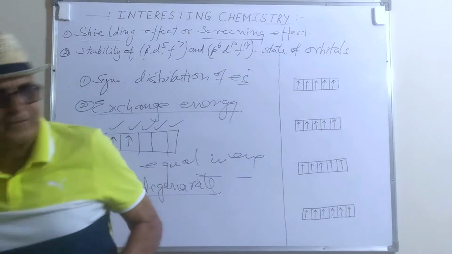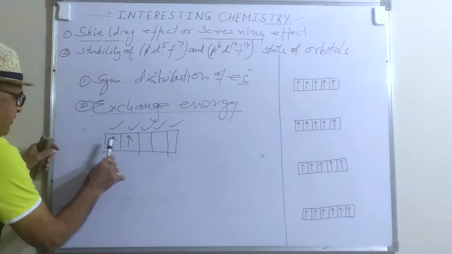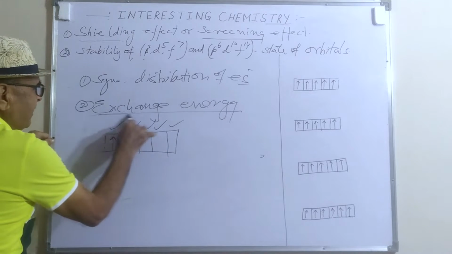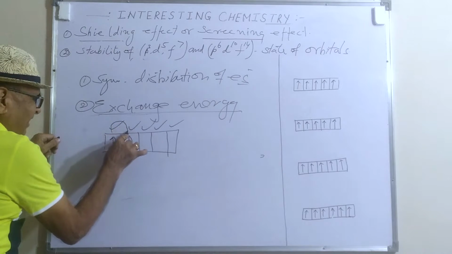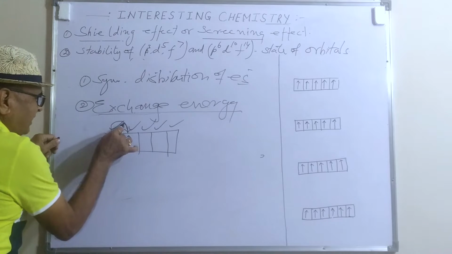Now think about it. I have explained they are equal in energy. Now this electron, I am telling you the exchange. What do you mean by exchange? This electron can replace this electron and go there, and this electron can come here.